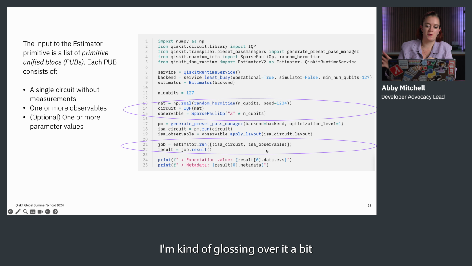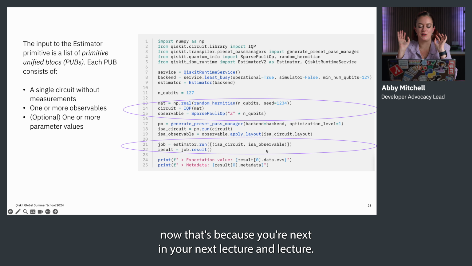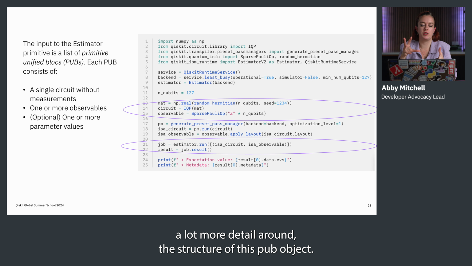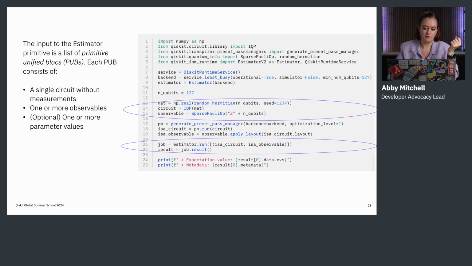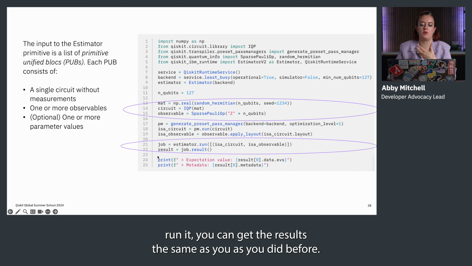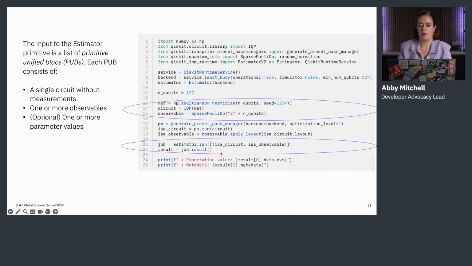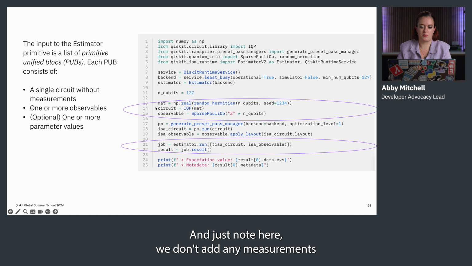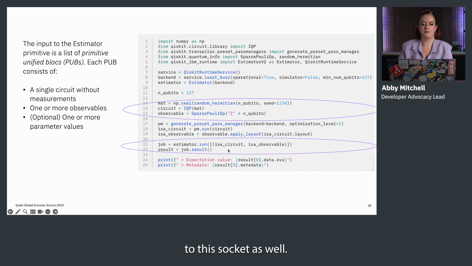I'm kind of glossing over it a bit now. That's because in your next lecture, in lecture 2, you should be going into a lot more detail around the structure of this pub object. And then once you run it, you can get the results the same as you did before. And just note here, we don't add any measurements to this circuit as well.